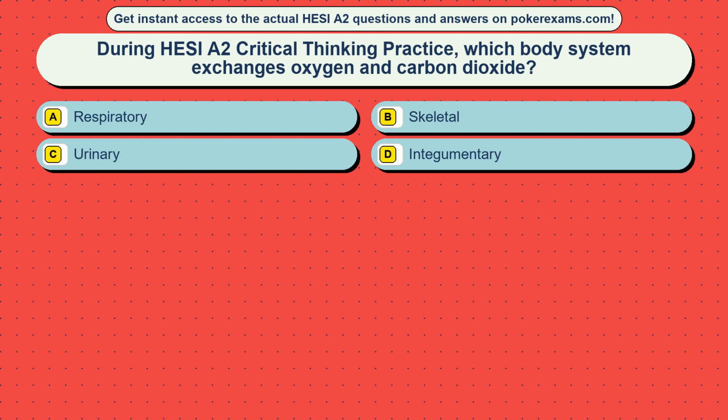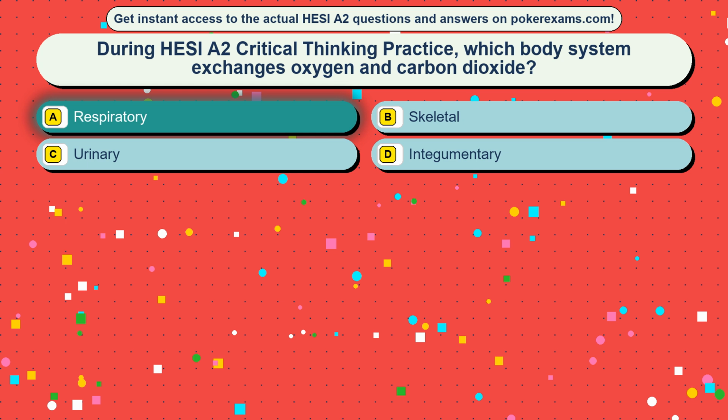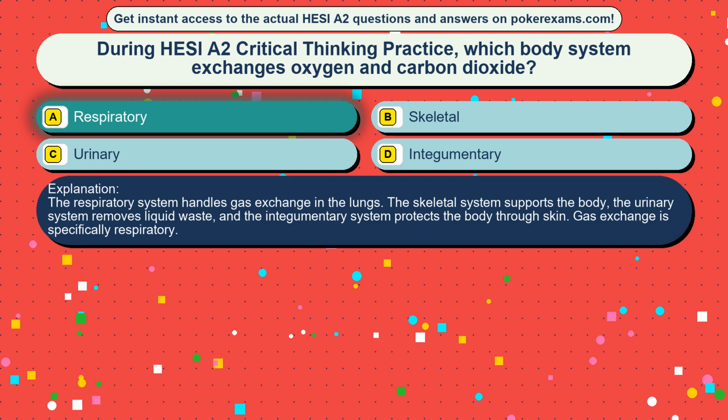Question 1. During HESI A2 critical thinking practice, which body system exchanges oxygen and carbon dioxide? Option A. Respiratory. Option B. Skeletal. Option C. Urinary. Option D. Integumentary. The correct answer is option A. Respiratory. The respiratory system handles gas exchange in the lungs. The skeletal system supports the body, the urinary system removes liquid waste, and the integumentary system protects the body through skin. Gas exchange is specifically respiratory.